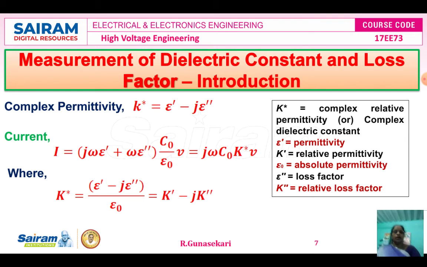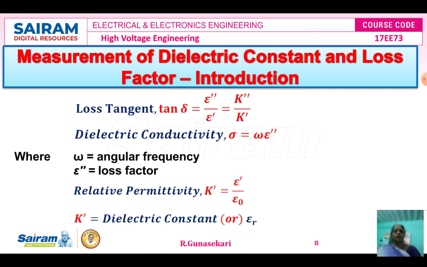where K* is equal to (epsilon' minus j epsilon'') divided by epsilon naught, that is equal to K' minus j K''. The K'' represents the relative loss factor. The loss tangent tan delta is equal to epsilon'' divided by epsilon', that is equal to K'' divided by K'. This formula is also used to calculate the loss tangent tan delta.